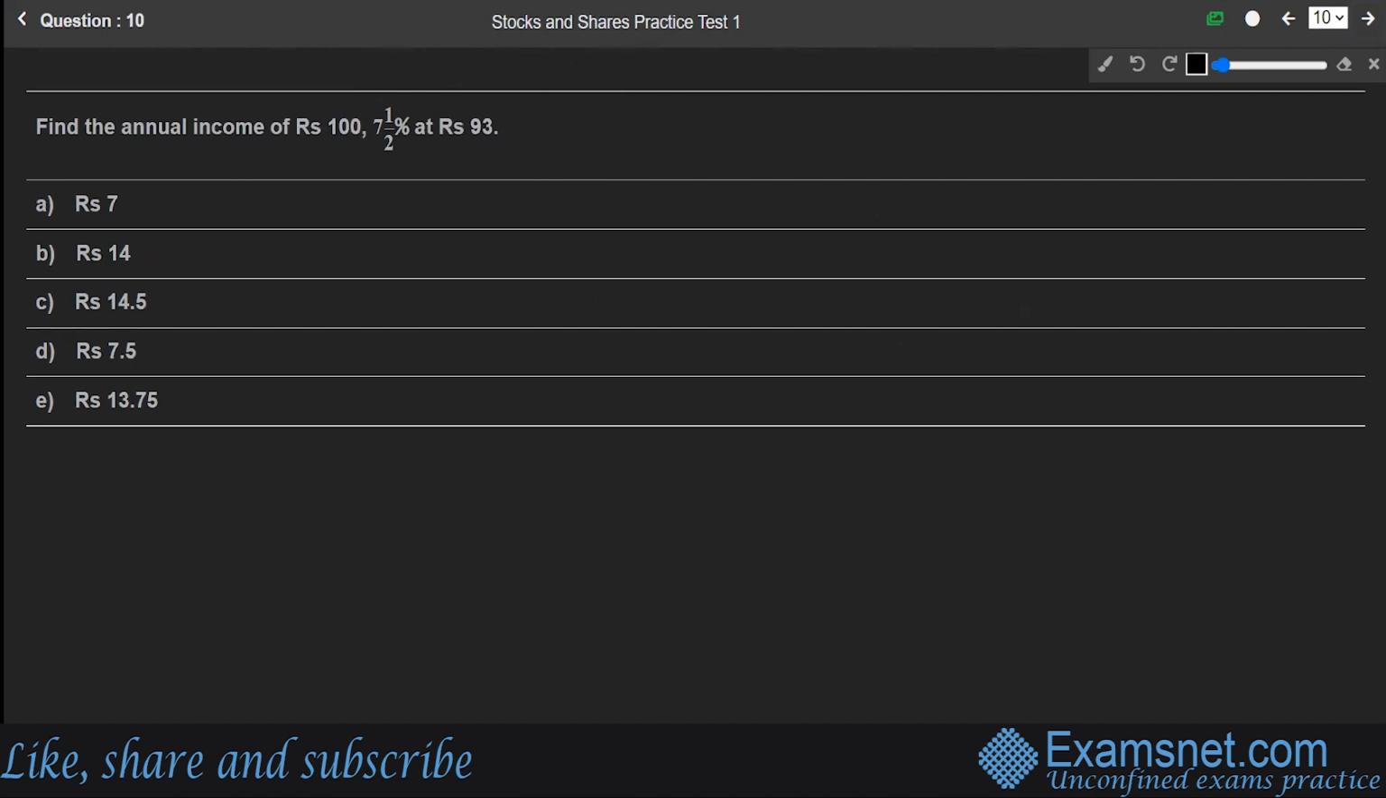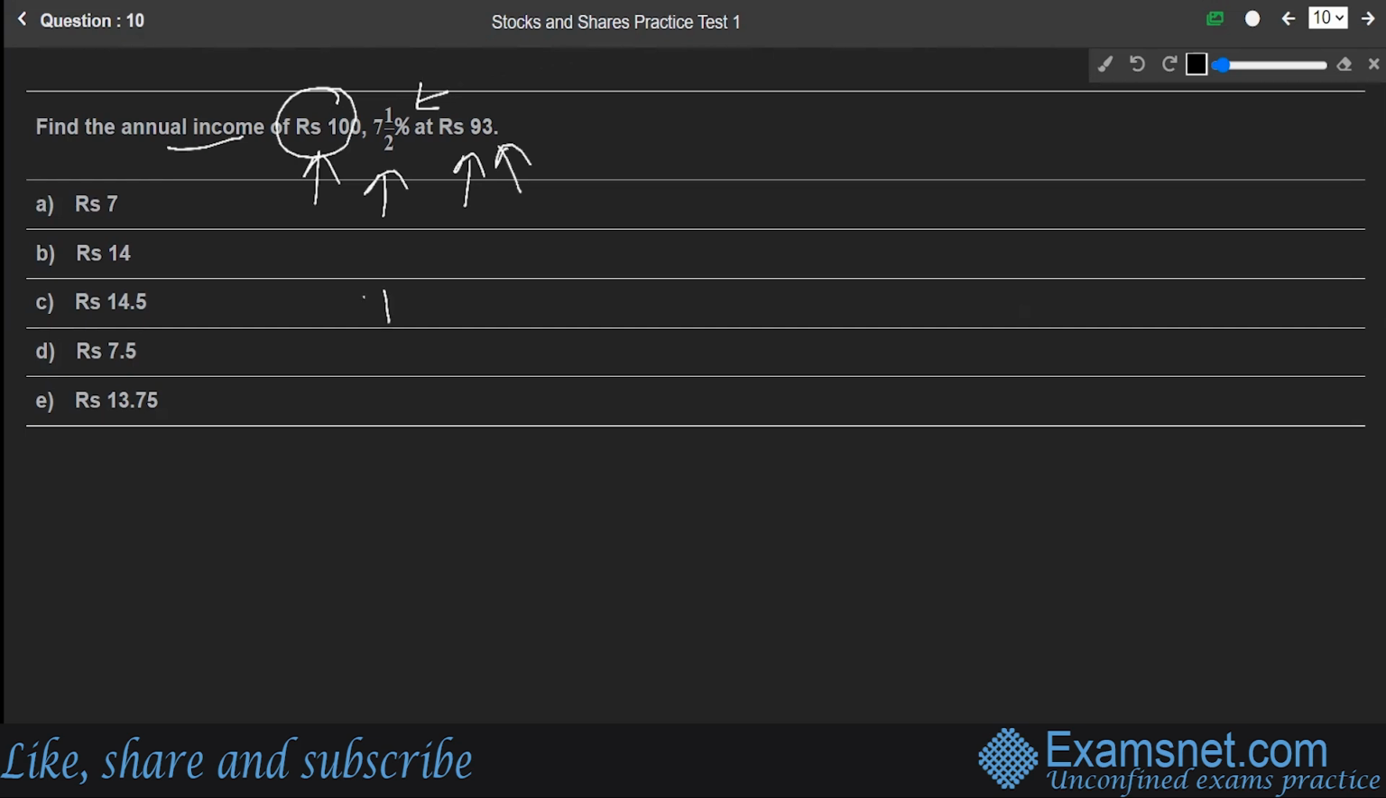Now find the annual income of rupees 100, 7.5% at rupees 93. Okay, so annual income is to be found out for rupees 100, available at 7.5%. So clearly they are already mentioning that the dividend value is 7.5% at rupees 93 because the stock is available at 93, but that is not the question. The question is, the face value is 100. So annual income of rupees 100 is to be found out.